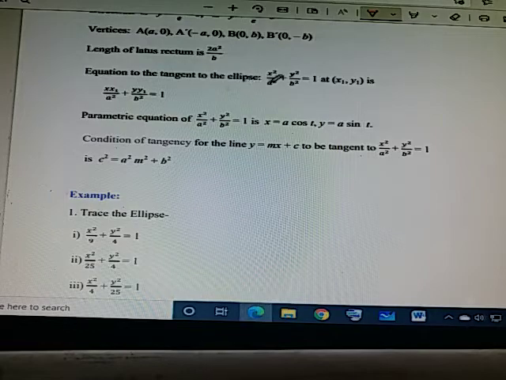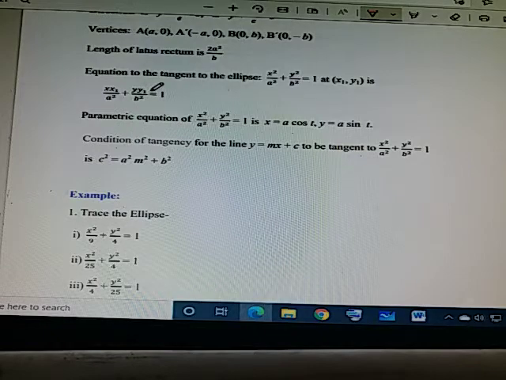So equation of tangent to the ellipse, x square by a square plus y square by b square is equal to 1. So equation of tangent is this one, x x1 by a square plus y y1 by b square is equal to 1. So it is like circle. So in case of circle, what happens? a equal to b. So this means x square plus y square is equal to a square. So this is a circle. So when a equal to b, and like that, our equation of tangent is this, and parametric equation is there.